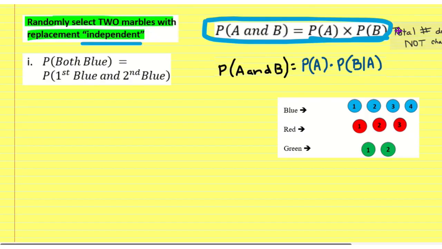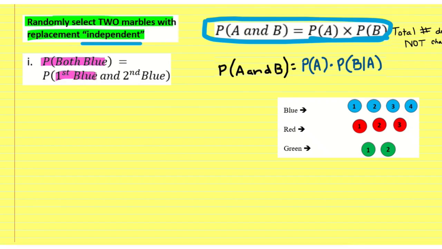And again, just to remind us, that means that the total number does not change. So our problem says the probability that both marbles that we're going to pull out of the bag are blue, which means the probability that the first marble we pull out of the bag is blue, and the second marble that we pull out of the bag is also blue. So we need to look at how many blue marbles I have. How many blue marbles do I have in my bag?